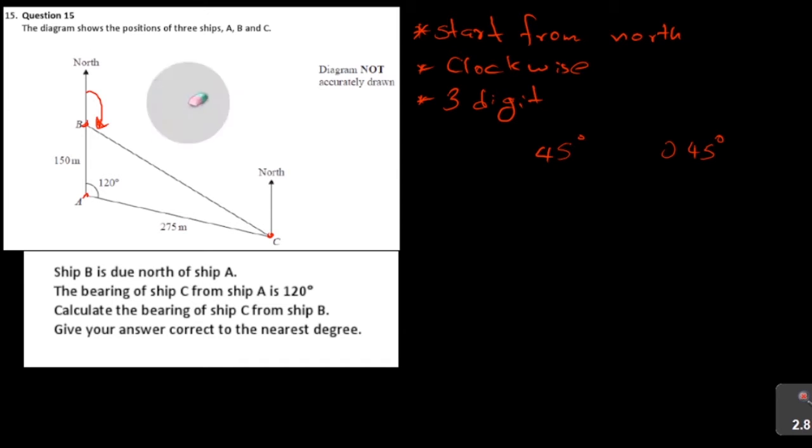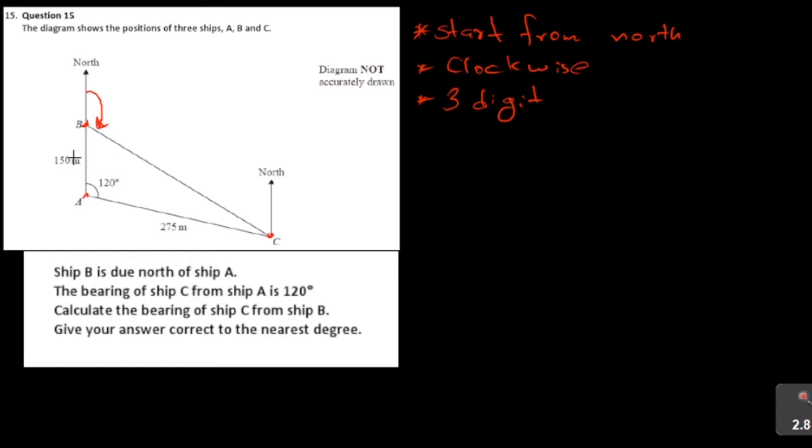I don't know the answer for this one. Let's try to find it. This angle here is the bearing of C from B. How to find this angle? If you know the cosine rule, this is going to be much easier, but we have not learned that rule yet. So you can do this using your knowledge of trigonometry.